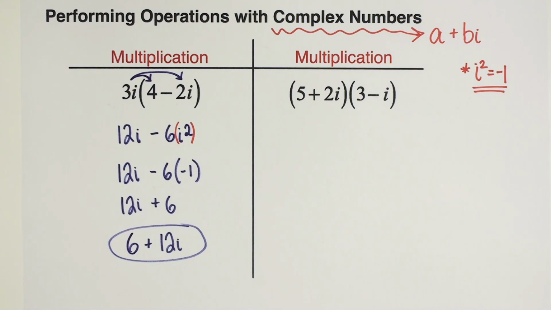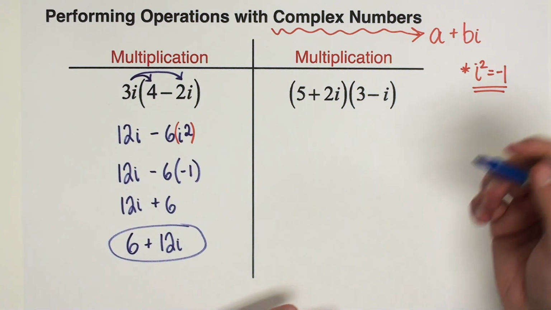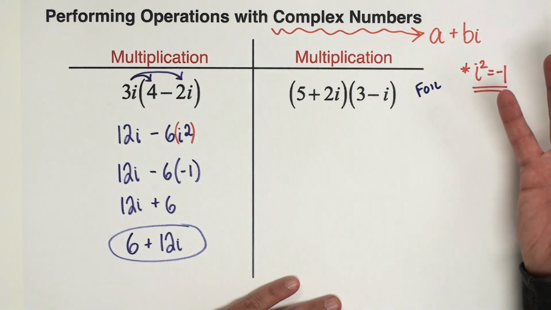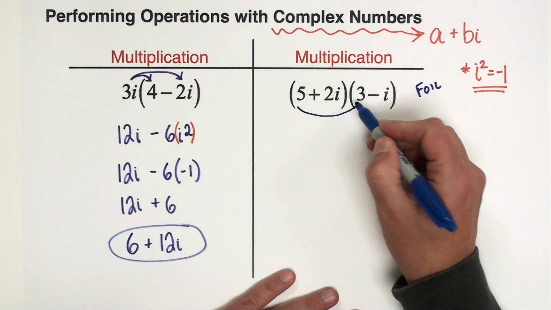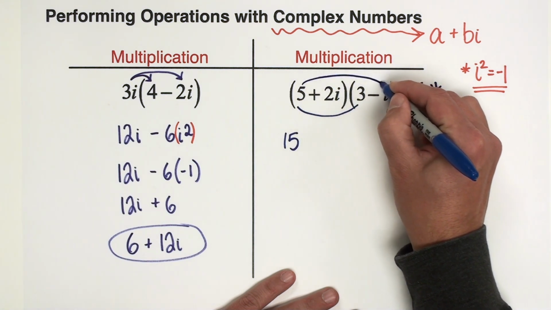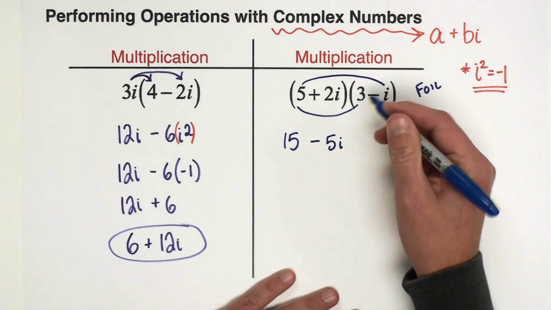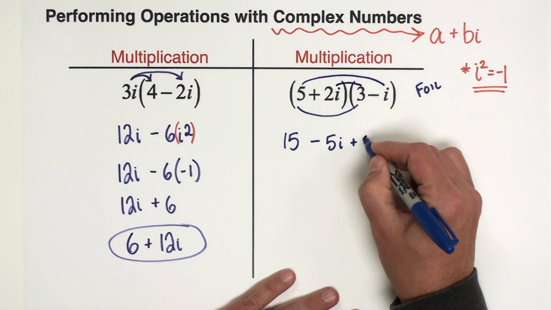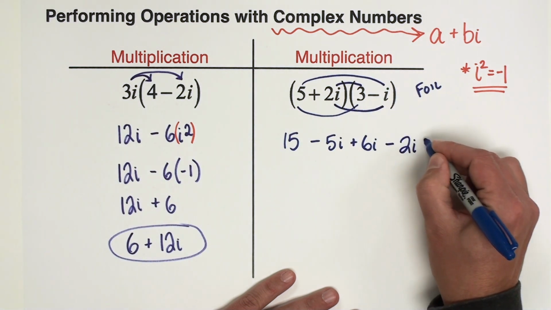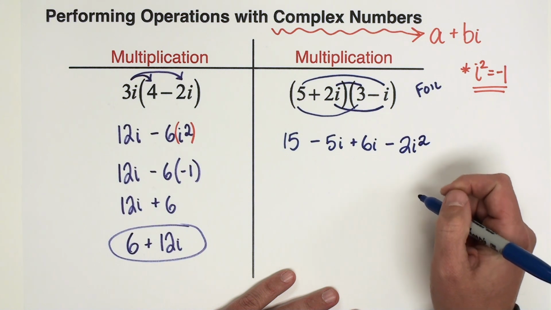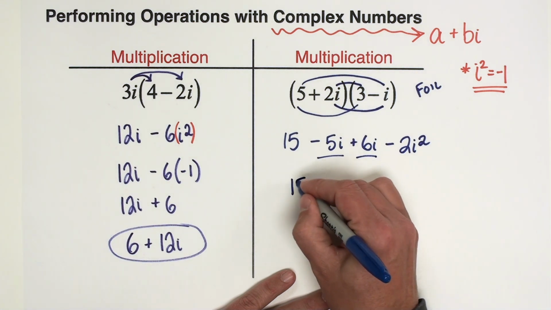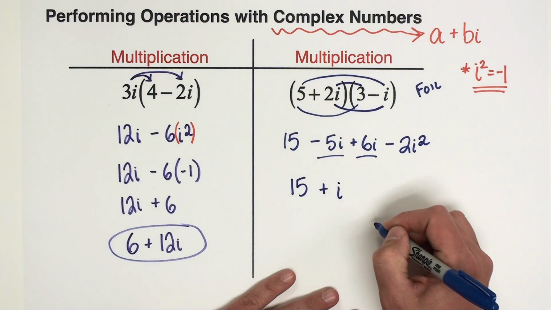Okay, our next example, we've certainly seen problems like this before. This is kind of just a FOIL problem where our i's are just the variable. So I'm going to take the first ones. 5 times 3 is 15. I'm going to take the outside. That's negative 5i. I'm going to take the inside, which is 6i. I'm going to take the last ones, which are minus 2i squared. Now we have some like terms right here. We're going to go ahead and put those together. So I have 15 plus i.